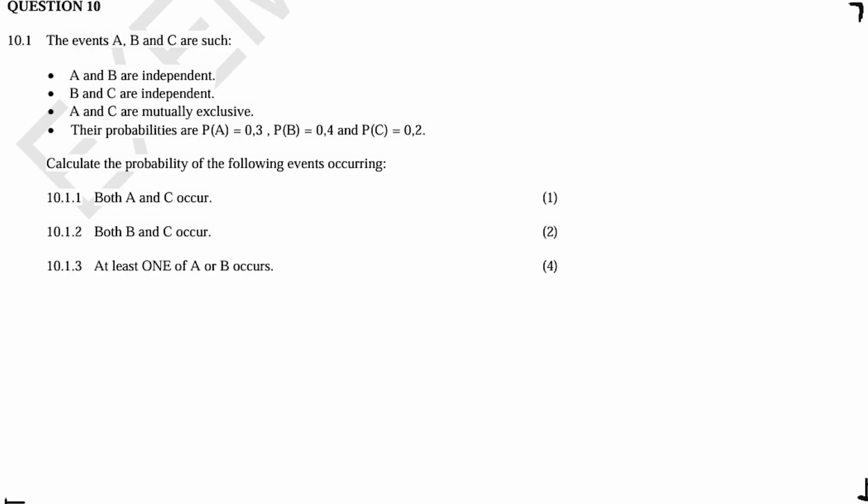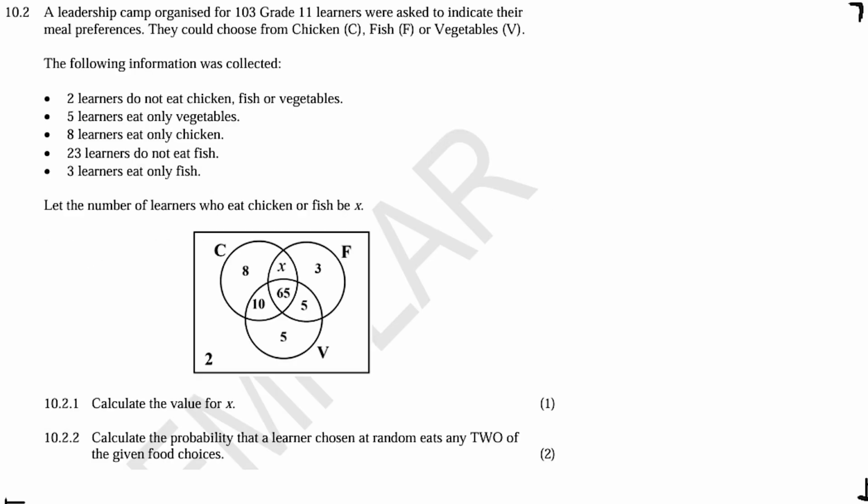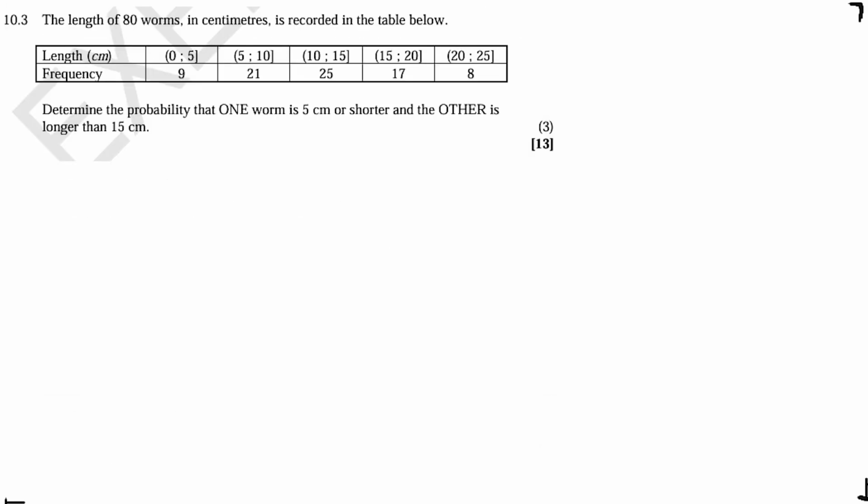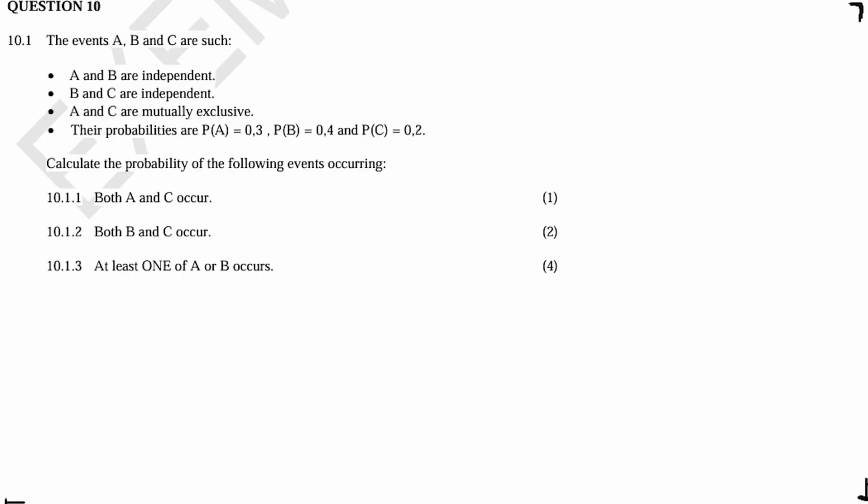So, this is the first question. It's a 3-part one. There's 10.1, which is this one, and then 10.2, which is a Venn diagram, then 10.3, this one. Okay, so we start with 10.1.